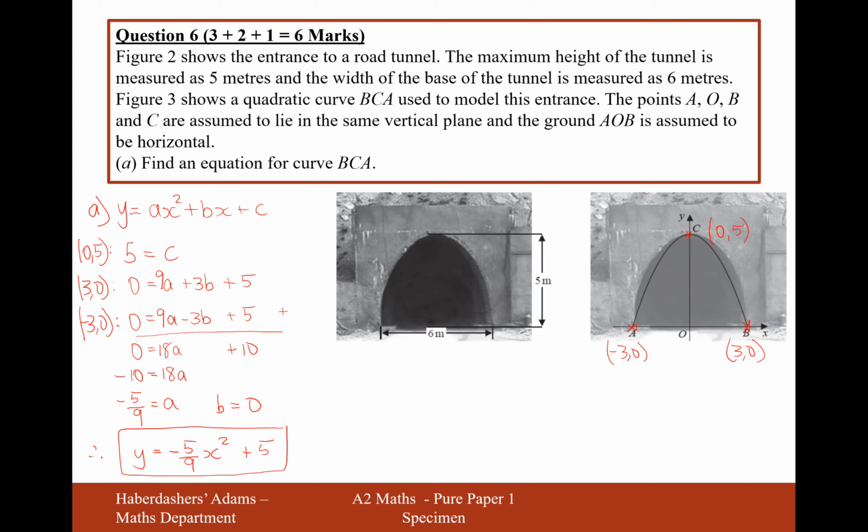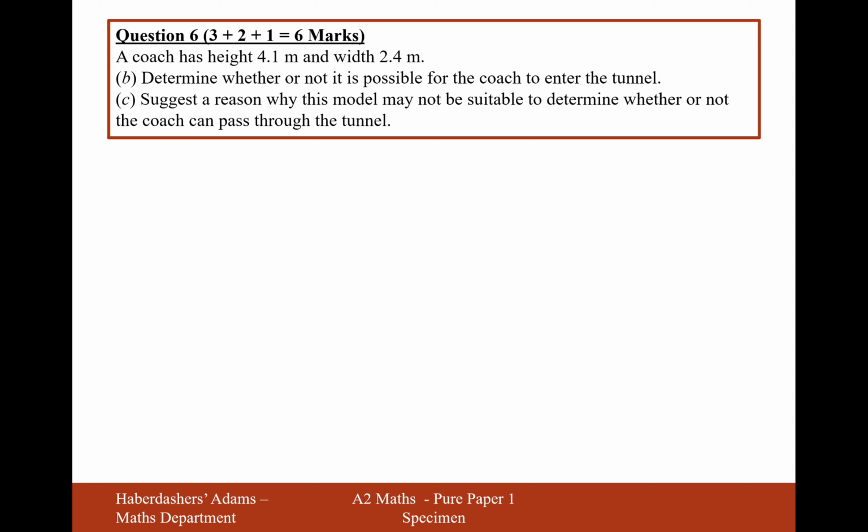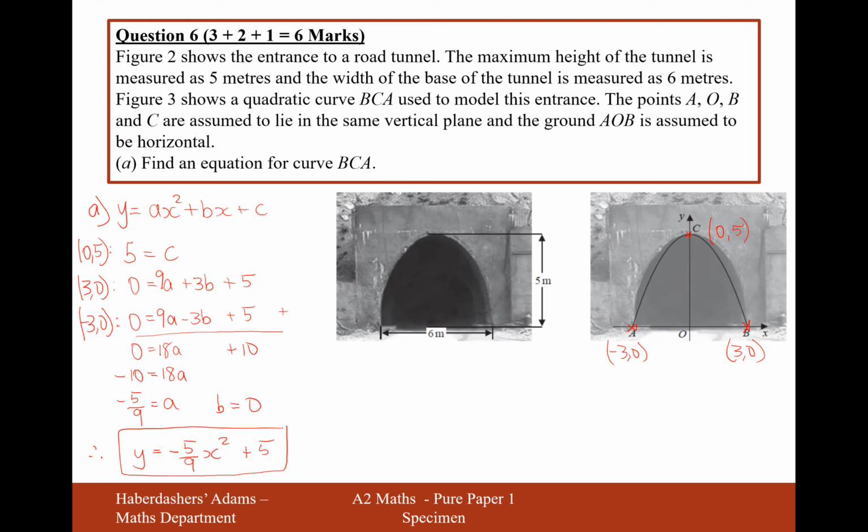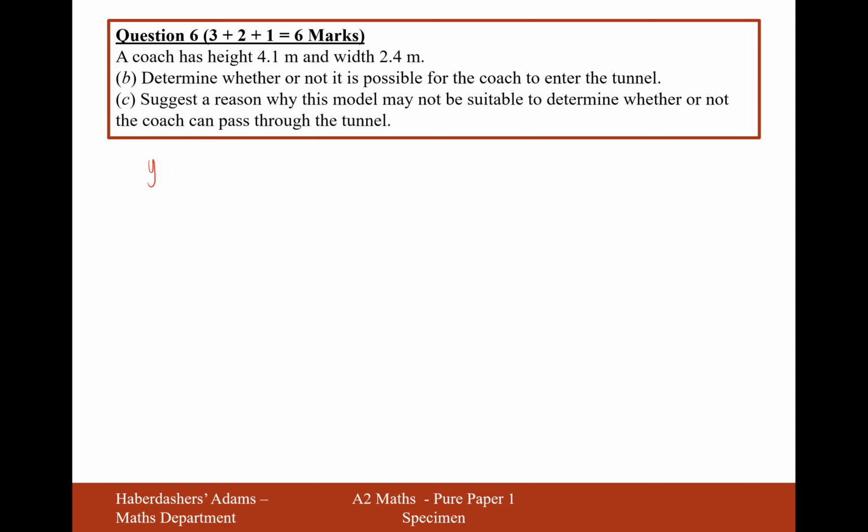Okay then, moving on to part B. The coach has a height of 4.1 meters and a width of 2.4 meters. Determine whether or not it is possible for the coach to enter the tunnel. Now we're assuming here that the coach is going to stay in the middle of the tunnel, it doesn't have to go just onto its side of the tunnel. So we're going to say that the coach can go down the middle of the tunnel if necessary. So the equation is y equals minus 5/9 x squared plus 5.